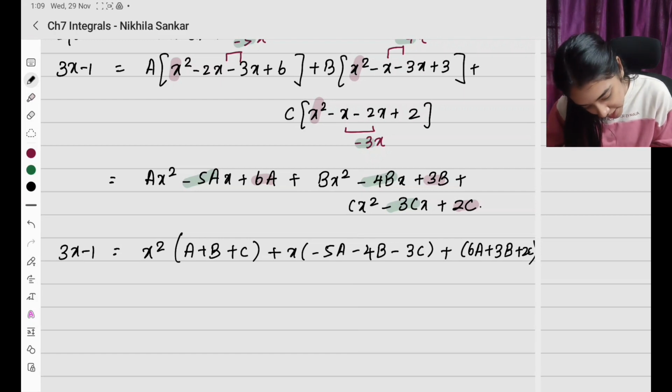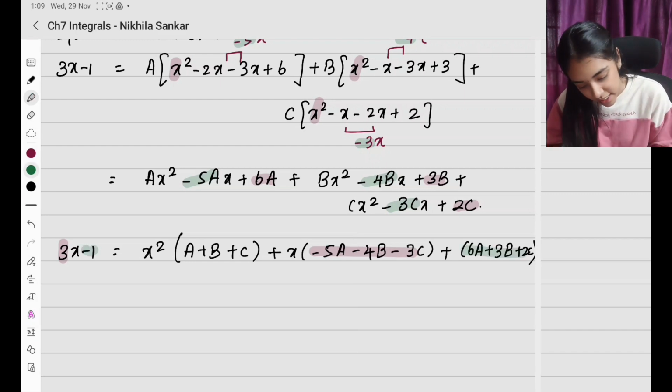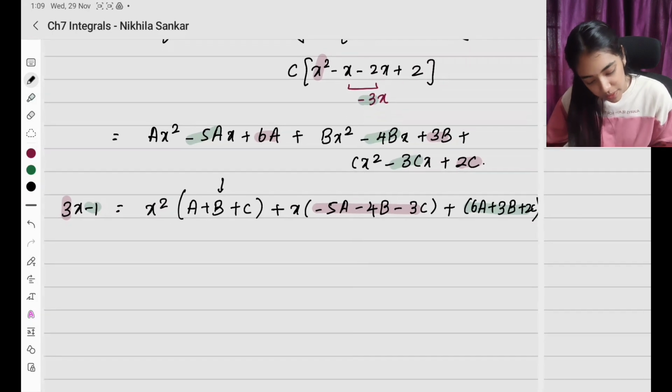இந்த பக்கம் I have 3x minus 1. So I can equate 3 to this and என்ன இருக்கு? Minus 1 to the constants. And I see that there is nothing for a plus b plus c. So that is going to be 0.